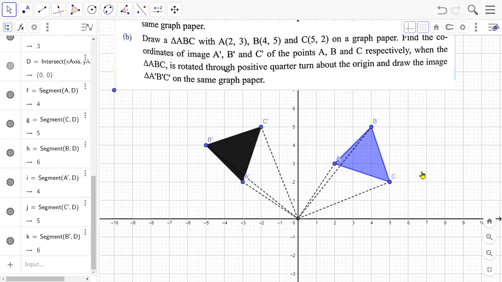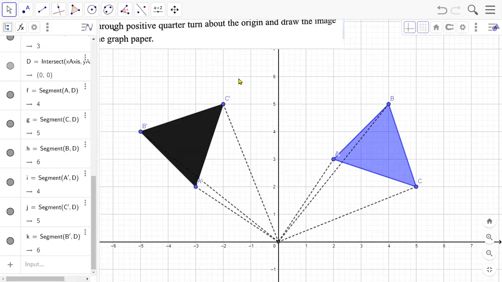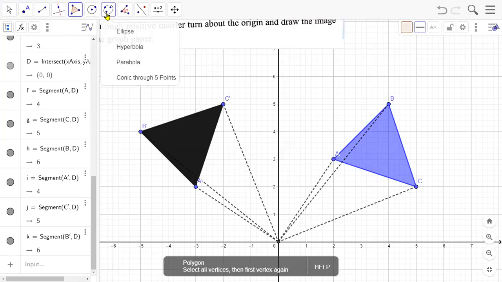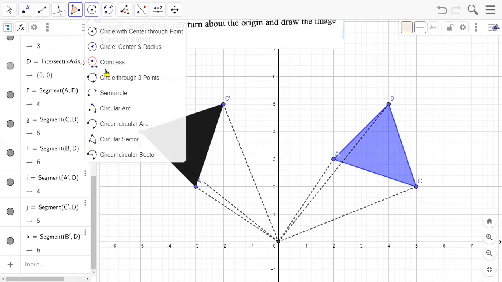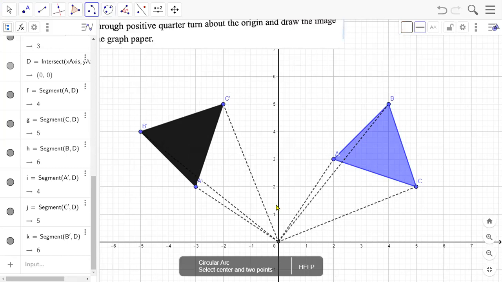Okay, let me just zoom in a little bit. Okay, and we have the last step. What is the last step? Compass. Very good. In the last step, we have to just show the path of the rotation. Let me just take the compass tool to show this path of the rotation. We have to connect A to A dash, B to B dash, and C to C dash. Okay, let me just connect by using the compass.